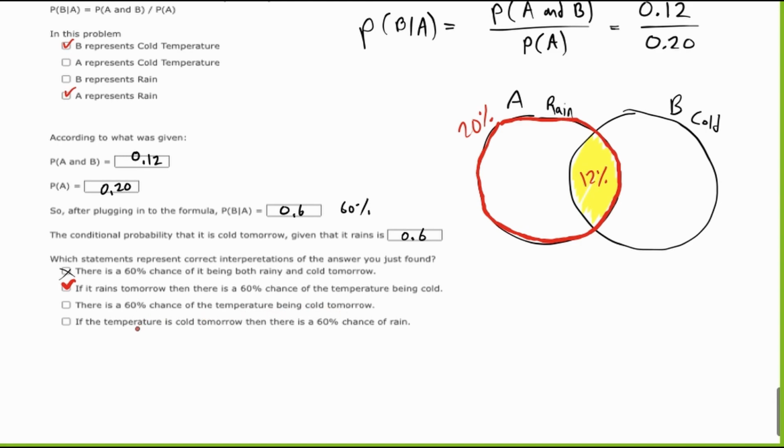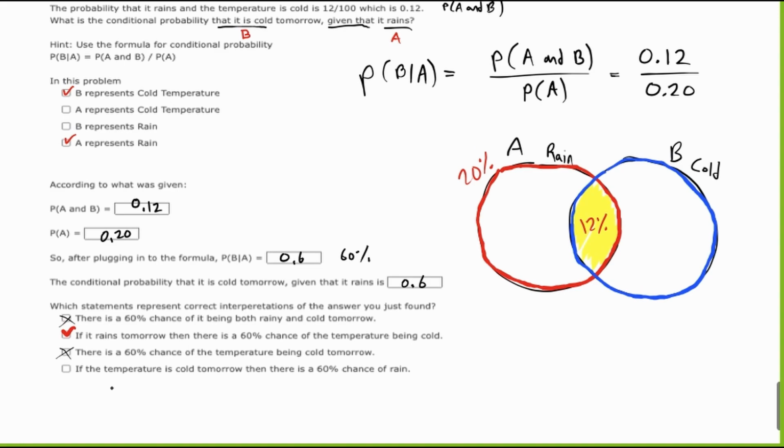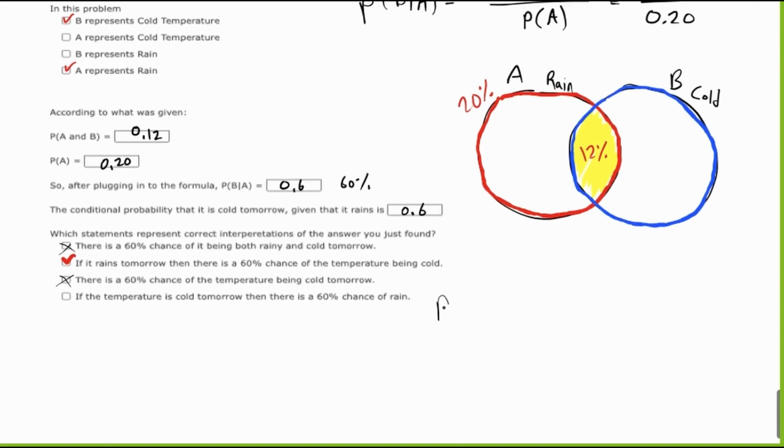No, we weren't actually ever told what the blue bubble B here would be as a percent. Oh, that's unknown in this problem. So I would not put that one. And if the temperature is cold, then there's a 60% chance of rain. No, because for that one, they're saying that's the probability of A given B is what they're talking about there, whereas this one above is probability of B given A.